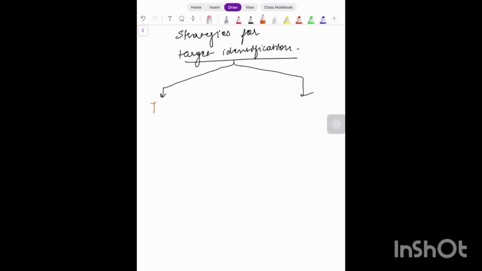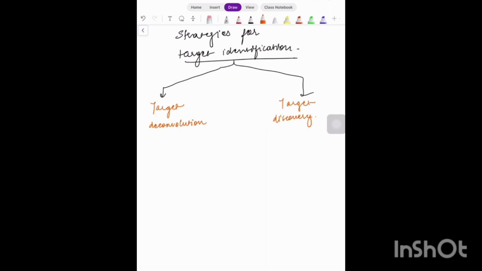First one is target deconvolution, and the next one being target discovery. So target deconvolution, in this scenario, what happens is you begin with a drug that appears efficacious and the target is identified retrospectively.